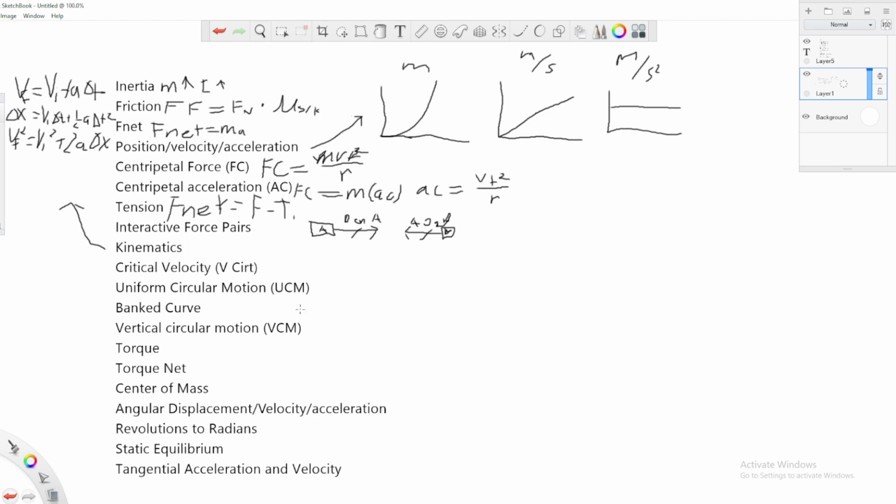Critical velocity is mostly going to be used for banked curves. That just means that you're not going too fast or too slow. It's going to be the one where, remember, it's going to be a car on here, and there's going to be no friction force because it's not going too fast or too slow. So there's no friction pushing it up or down the ramp.